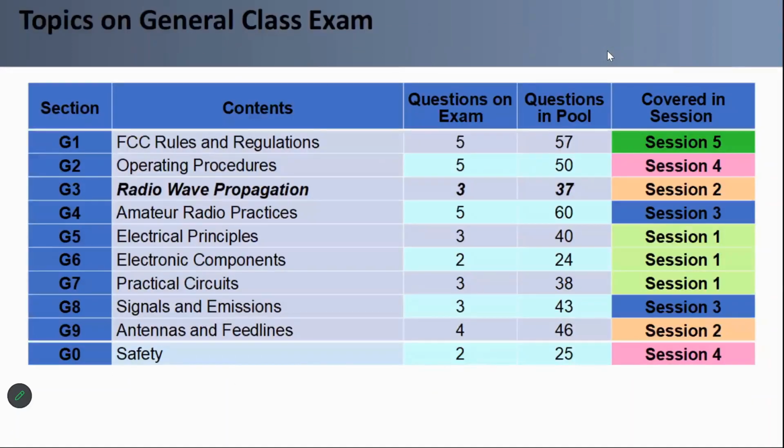Anyhow, what are we going to be talking about? Let's review the topics. There are 35 questions on the test. Last week we went through 8 of those. We covered electrical principles, components, and practical circuits. A lot of material. Tonight, I'll be kicking off with radio wave propagation. There will be 3 questions on the exam from a pool of 37. And then after the break, when I wrap up, Steve will come back and do the antennas and feed lines. Propagation doesn't mean a darn thing if you don't have an antenna to utilize, so they go together real well, I think.